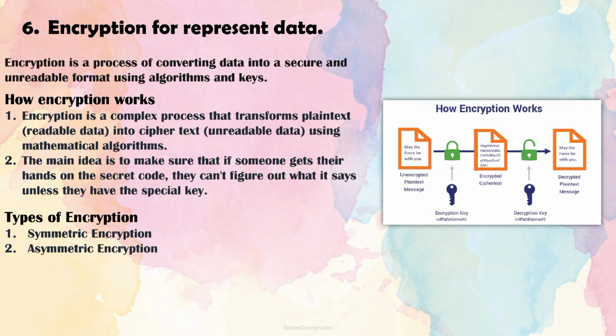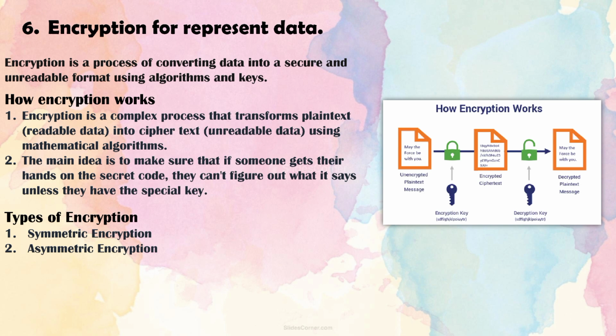How encryption works. Encryption is a complex process that transforms plain text, readable data, into cipher text, unreadable data, using mathematical algorithms. The main idea is to make sure that if someone gets their hands on the secret code, they can't figure out what is said unless they have the special key.